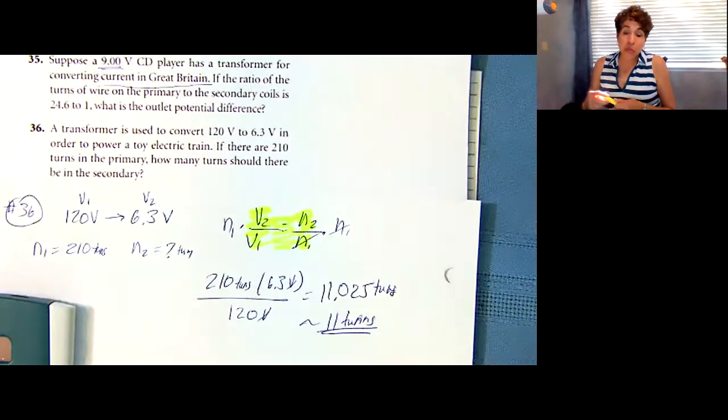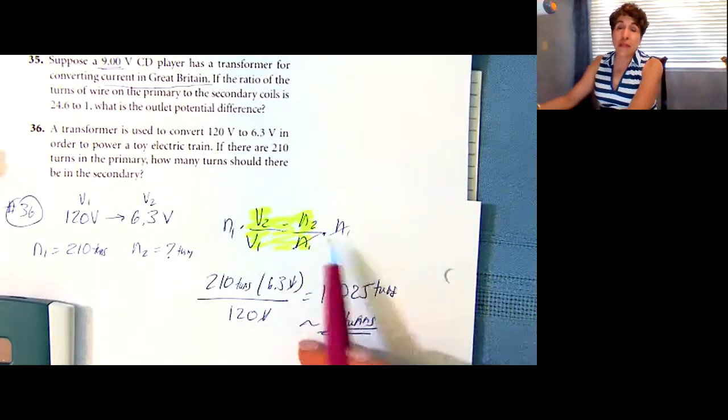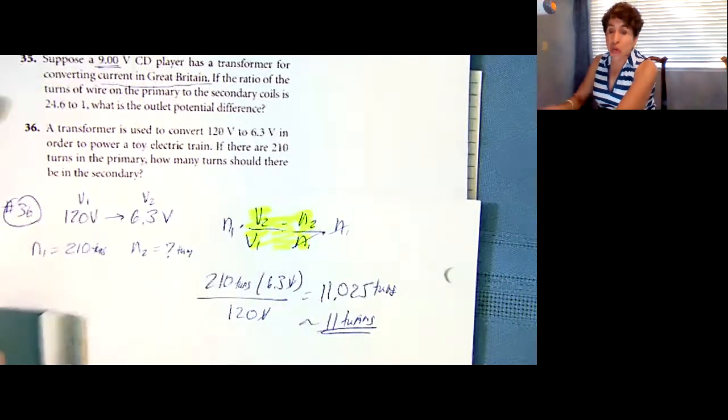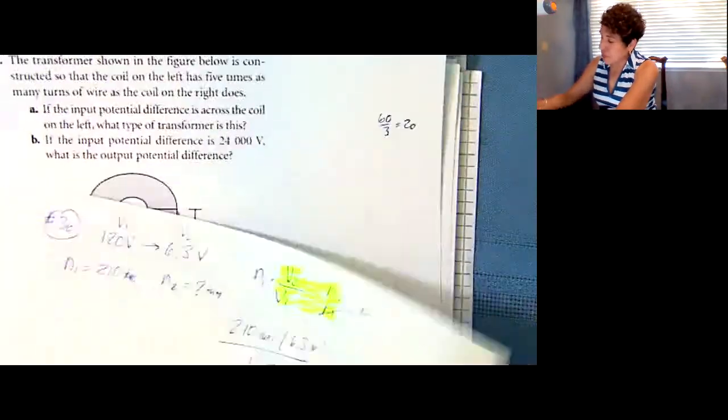You may want to have the 2's on the top. You may want to have the 2's on the bottom. As long as you're consistent for turns and voltage. Not true with current, because current is the inverse. All right, let's do the last problem.